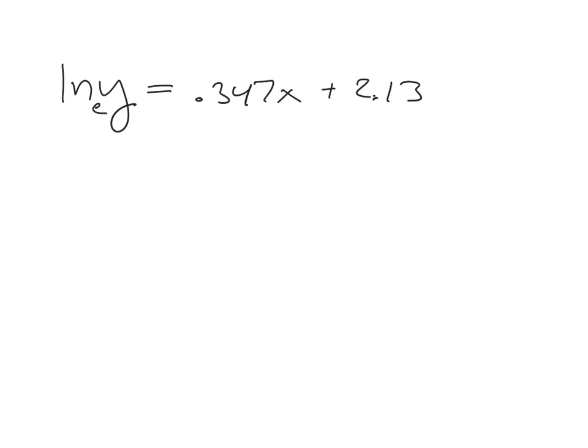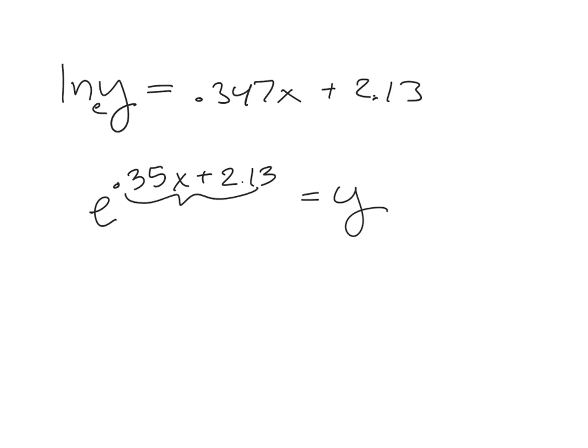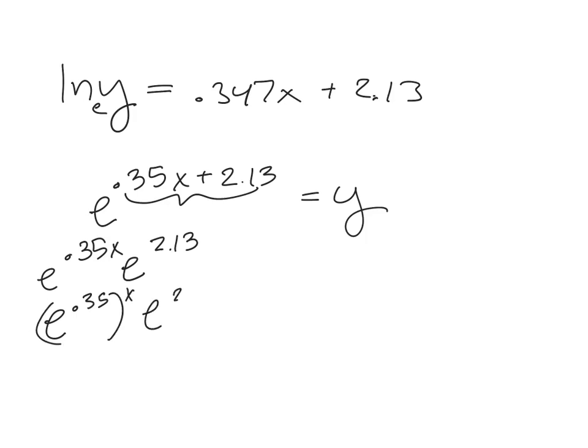That means that I can change it up to e raised to the 0.35x plus 2.13 equals y. We dealt with this a few sections ago, but let's remember when I add the exponent, that means I'm multiplying: e to the 0.35x times e to the 2.13, which really is e to the 0.35 raised to the x, times e to the 2.13. I can calculate a lot of that.